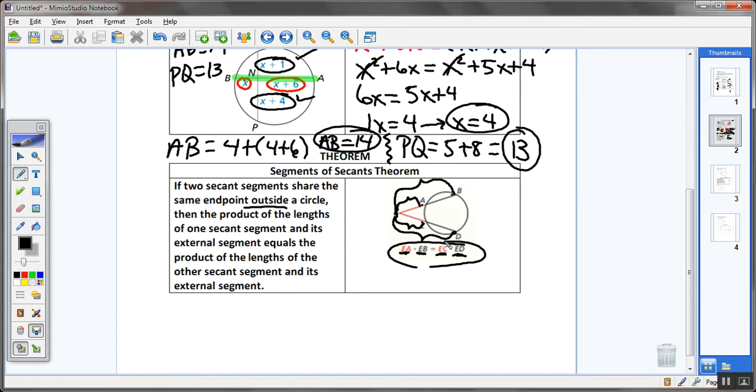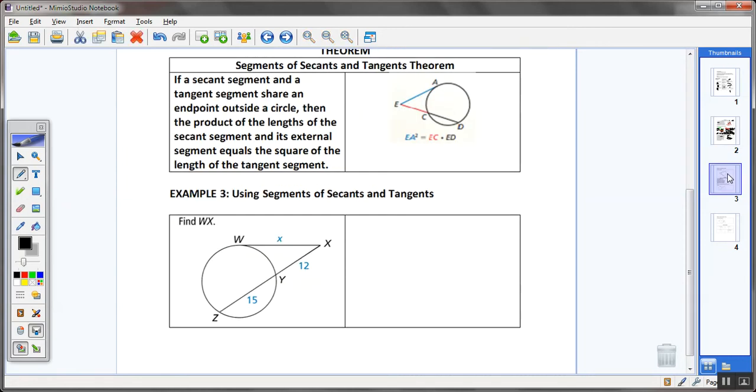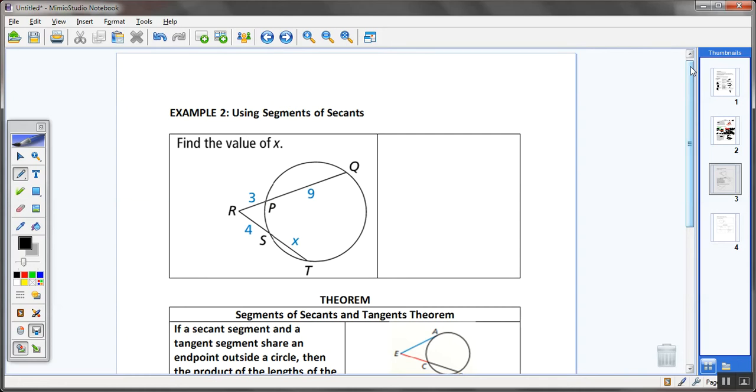Okay? So example-wise on page 3, kids, here's what we need to look at, finding the value of x. If you notice right here, we have two secant segments. R runs through P and ends at Q. R runs through S, ends at T. What this is simply saying then is this distance R to P times the distance R to Q, that would be the whole segment, would equal the other secant segment outside of the circle, RS, times the whole secant segment, which is RT.